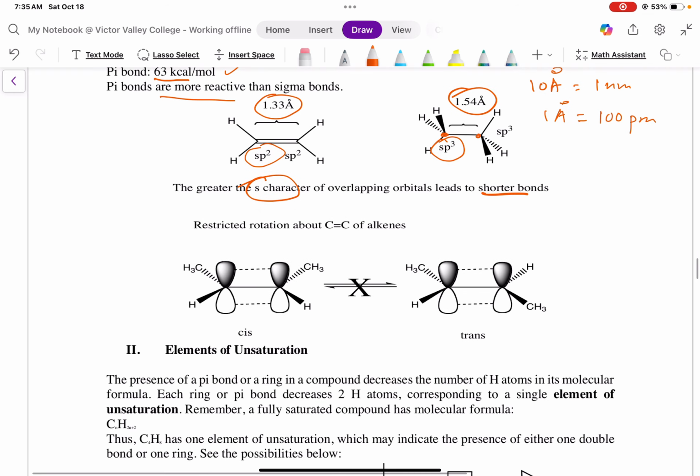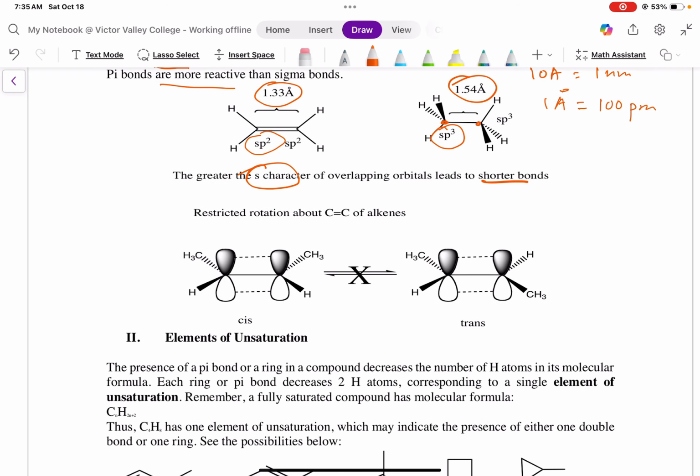Okay, a double bond consists of a sigma bond and a pi bond. Half of the pi bond is on the top and half on the bottom. Now, the pi bond is the result of parallel p orbital overlap. The sigma bond is the result of head-to-head overlap.